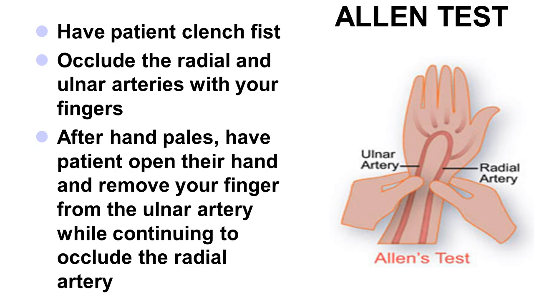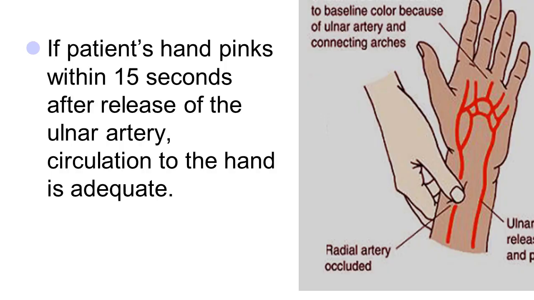This is done to just assure that if something would happen and compromise the radial artery, which obviously supplies blood to the hand, during the stick, it's always great to know that the ulnar artery will take over and supply blood to that hand and not cause any problems with oxygen insufficiency. And so if the hand pinks up within 15 seconds after release of the ulnar artery, then circulation to the hand is pretty accurate. So that's why they do the Allen test.